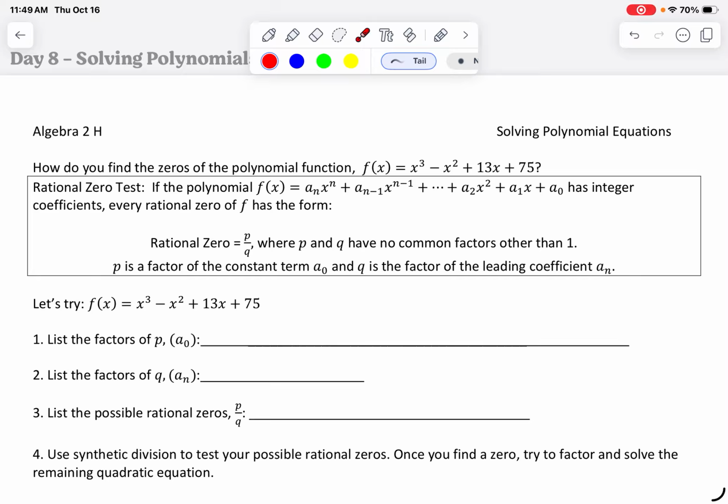To find those possible zeros, you're going to use what's called a P over Q list. P is the factors of the constant, so that's a naught, or we call it P also. And Q are the factors of the leading coefficient. So you are going to do the factors of the constant divided by the factors of the leading coefficient, and all of those are possible zeros. You test them using synthetic division until you find ones that work, okay? So it's a process, right? But we're going to try some.